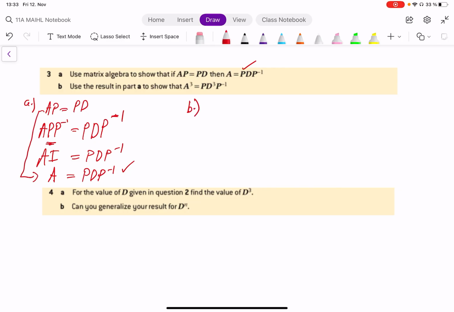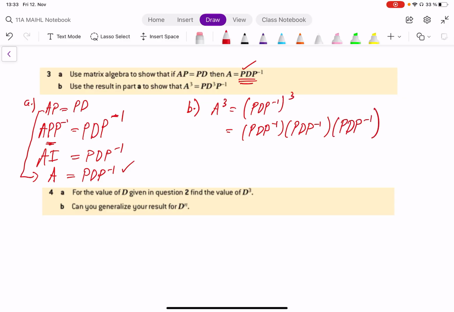So then it says use the result in part A to show that A to the third is this. And so let's take a look at what A to the third would look like. So A we've now defined as this thing that I just underlined. And so it's PDP to the -1, to the third, right? Because that's what A represents. And so if I actually write it out, it's PDP inverse times PDP inverse times PDP inverse. And this is all multiplication, right? So we're allowed to regroup things.